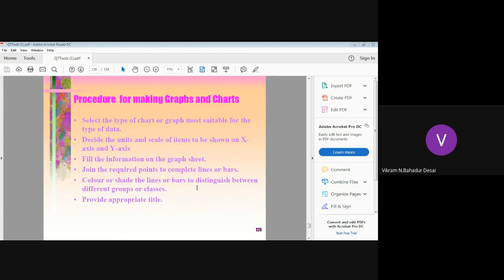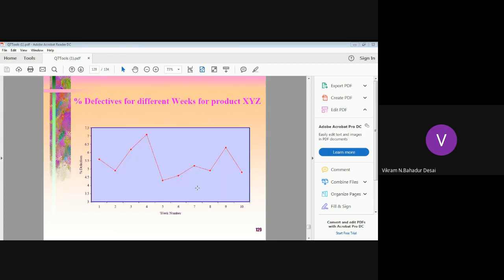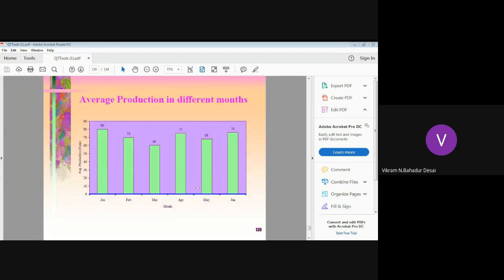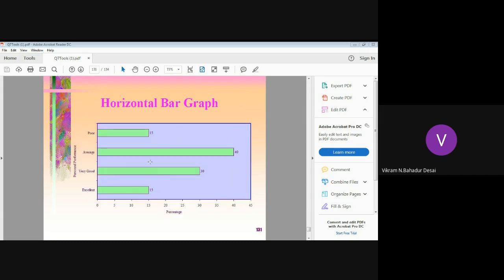This is a pie chart. This is a bar graph. In a histogram, the columns are attached to each other. Here, there is a distance between the different bars. That is the simple difference in the bar graph. It can be horizontal also.